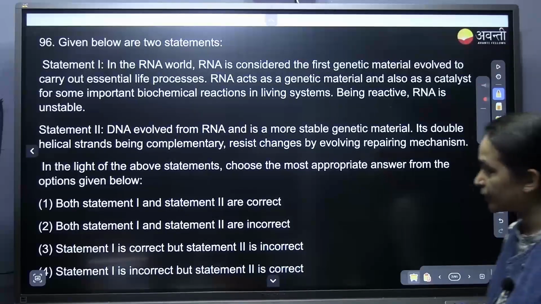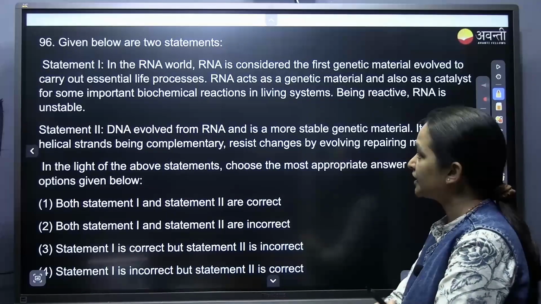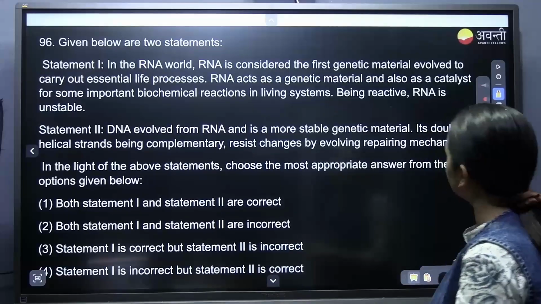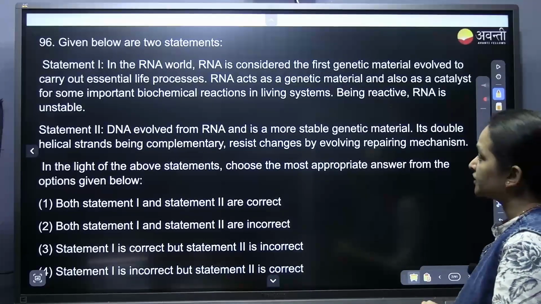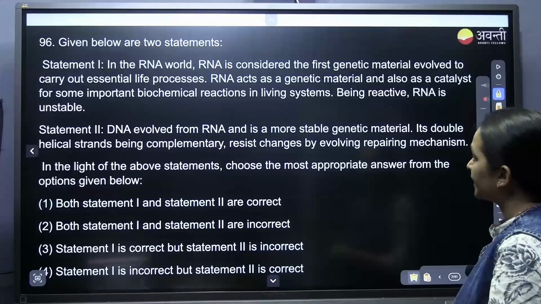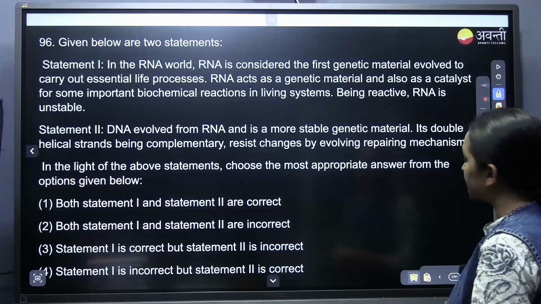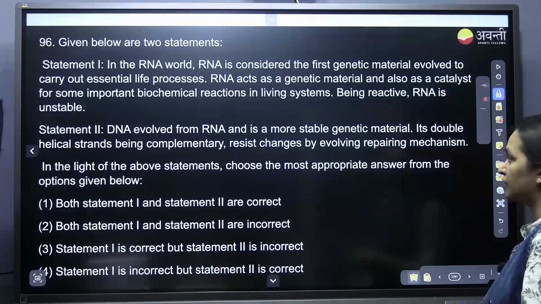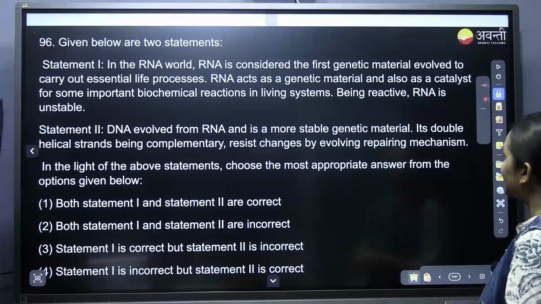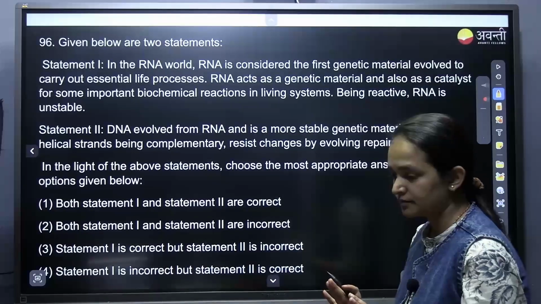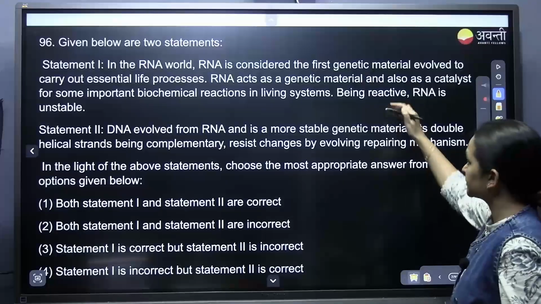Question 96, statements 1 and 2. We need to find the correct statement. In the RNA world, RNA is considered the first genetic material evolved to carry out essential life processes. RNA acts as a genetic material and also as a catalyst for some important biochemical reactions in living systems. Being reactive, RNA is unstable. Is it correct? Yes, this is correct.